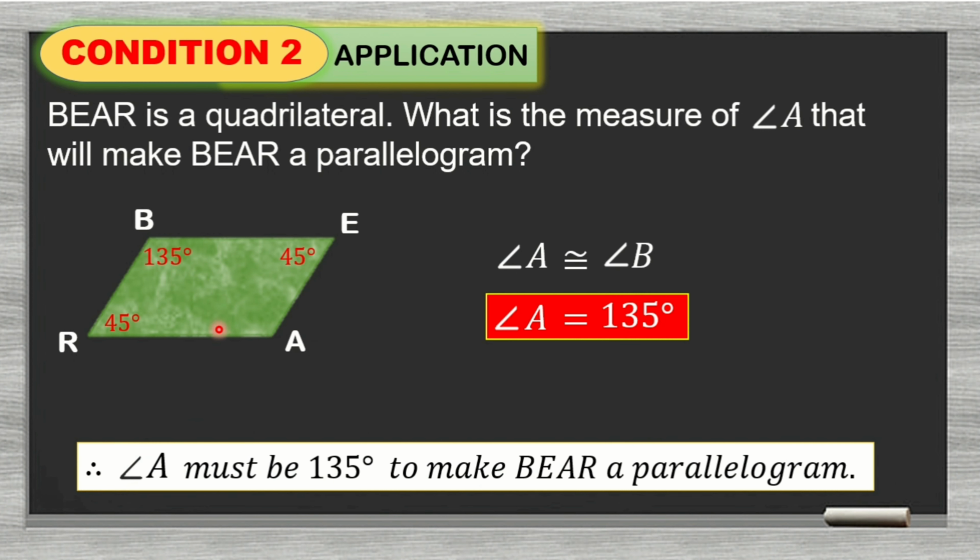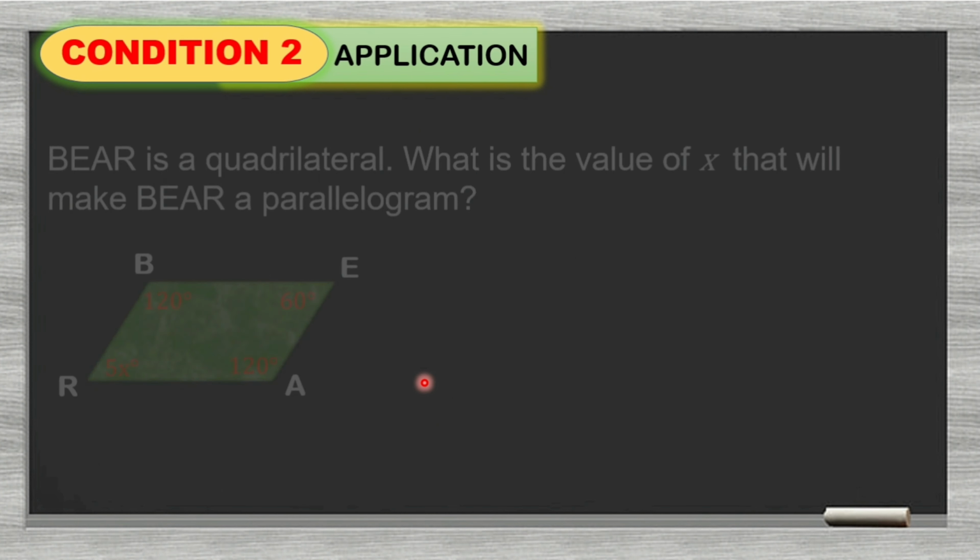So, what will happen kung hindi 135 degrees ang measure ng angle A na yun? So, hindi na siya matatawag na parallelogram. Quadrilateral lang ang tawag sa kanya, pero hindi siya magiging parallelogram. So, let's have another example.